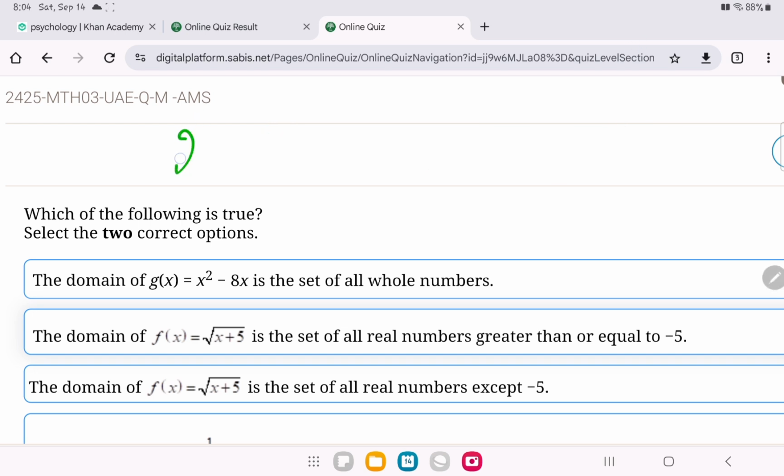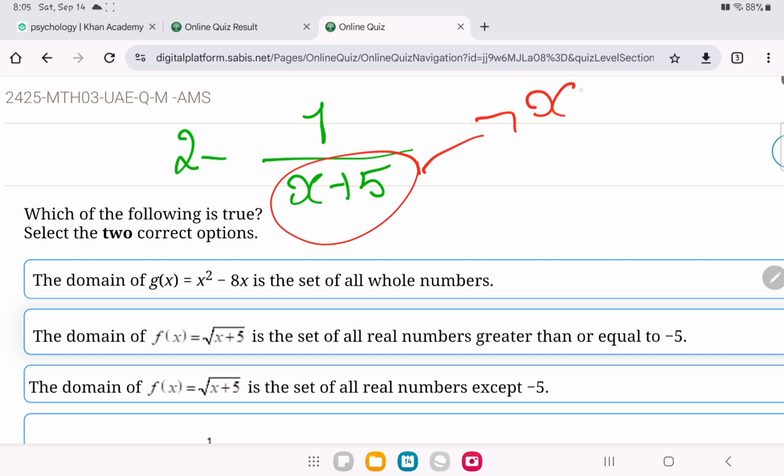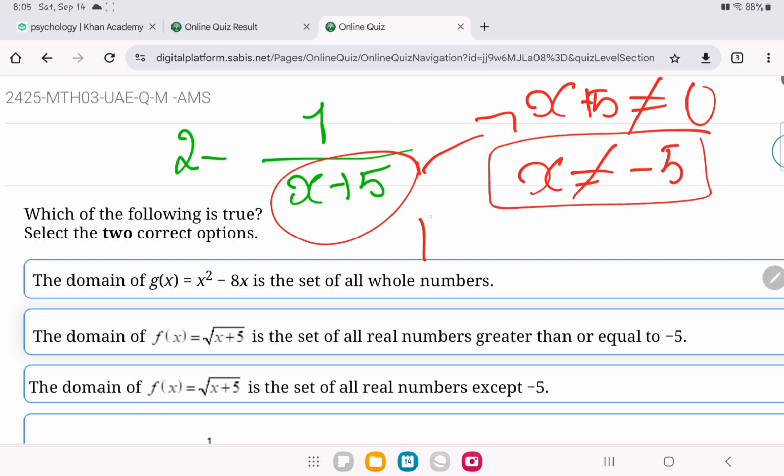The second case that we have is if we have a fraction. So for example, 1 over x plus 5. Okay, we know that usually in a fraction, it's impossible for the denominator to be 0. So that means the denominator, x plus 5, cannot be 0. It can be any number except 0. So x plus 5 different than 0, x different than minus 5. So it is the set of all real numbers except, which means minus in this case, minus 5.